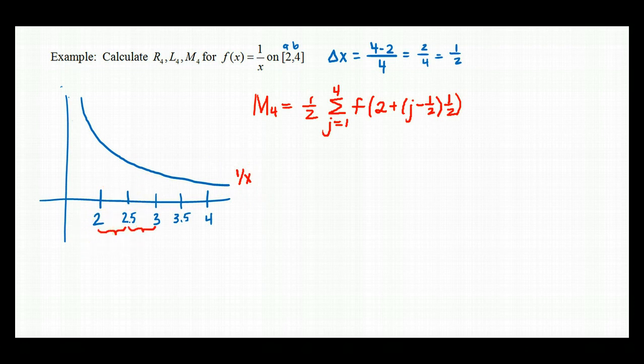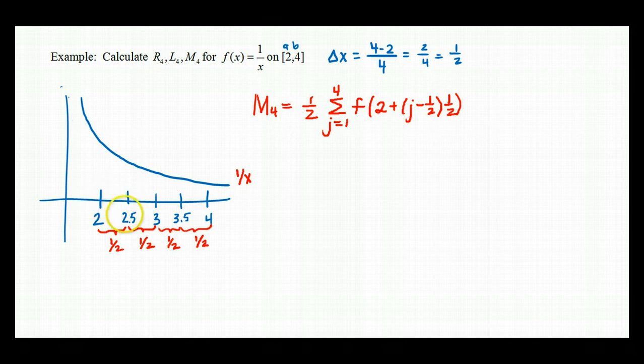So here are each of my 4 rectangles' widths. Each of these is 1/2. But notice that I used decimals instead of fractions this time, because now over each little width, instead of going to either the left endpoint and going up to the function or the right endpoint and going up to the function, I'm going to choose the midpoint over the interval.